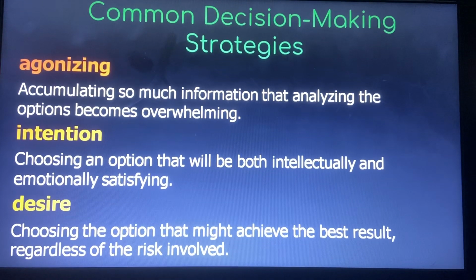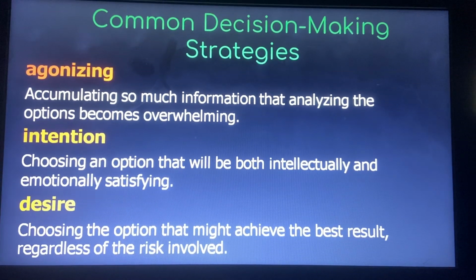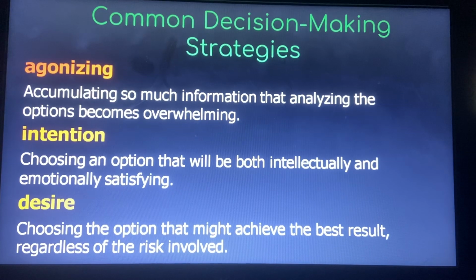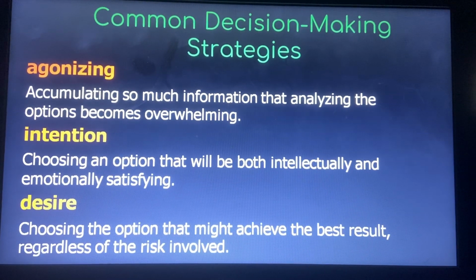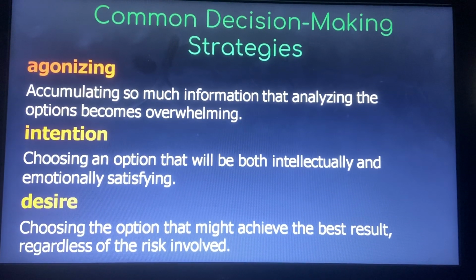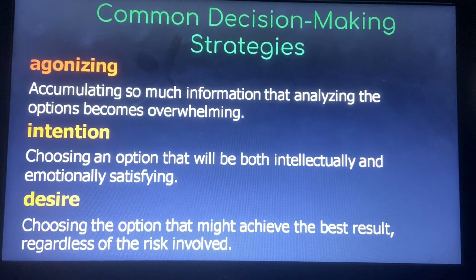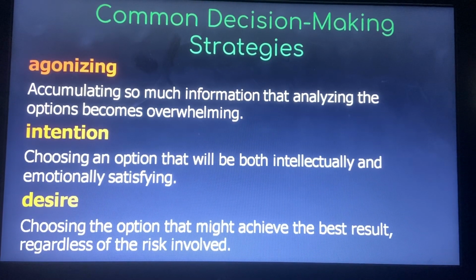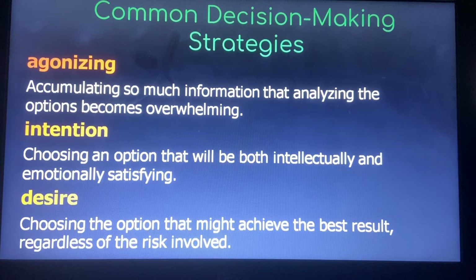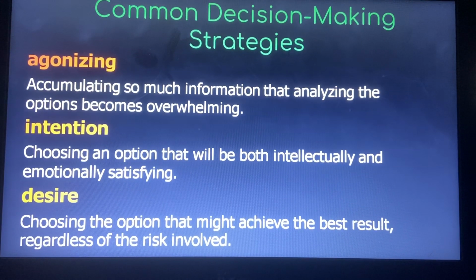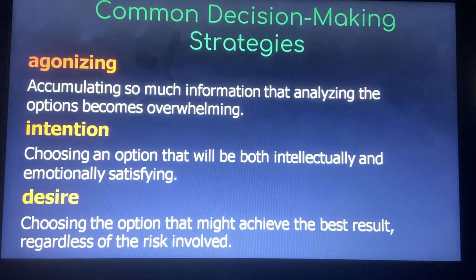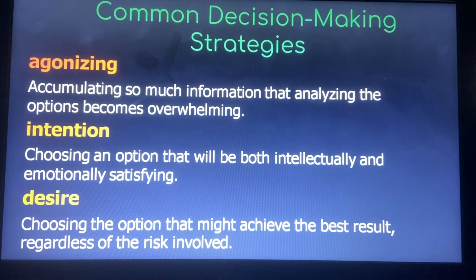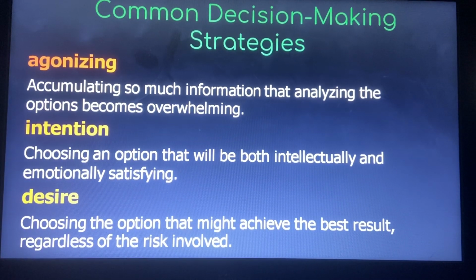Agonizing. You accumulate so much information that analyzing the options becomes overwhelming. It's not even fun anymore. Your decision is now so difficult that you aren't enjoying it. Intention. Choosing an option that will be both intellectually and emotionally satisfying. So why are you doing this in the first place?